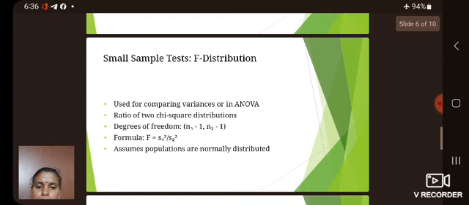Next we see the F distribution for small sample test. It is used for comparing variances in ANOVA. It is the ratio of two chi-square distributions. Here the degrees of freedom are n1 minus 1, n2 minus 1. Formula: F equals s1 square divided by s2 square. It assumes populations are normally distributed.